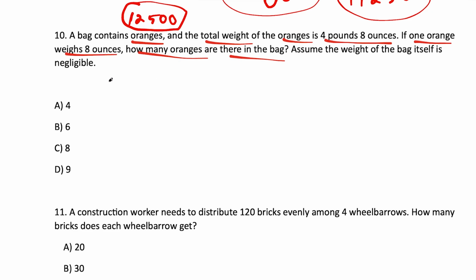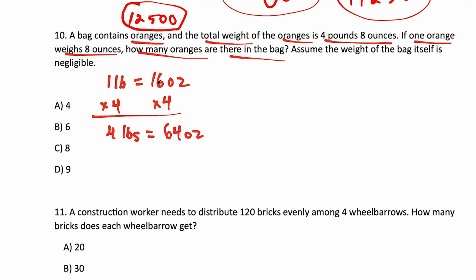So for this question, we have to know that 1 pound is equal to 16 ounces. So if we want to know how much 4 pounds is in ounces, I'm just going to do times 4 on both sides. And this is going to tell us here that 4 pounds is equal to 64 ounces. Okay, I'm just doing 16 times 4 is 64. So what we could say is the total weight is 64 ounces, and 8 ounces means we're going to add 8 ounces. So in total, the total weight of the bag of oranges is going to be 72 ounces.